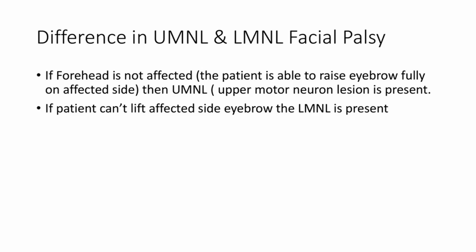and here's the difference between upper motor neuron lesion and lower motor neuron lesion facial palsy. If the forehead is not affected, then it is an upper motor neuron lesion. And if the forehead is affected, meaning a person cannot lift his eyebrows, then it is a lower motor neuron lesion. And it is mentioned in some research that in cases of lower motor neuron lesion, there is also somewhat of a disturbance in the sensory or motor function in the thumb and wrist area as well.